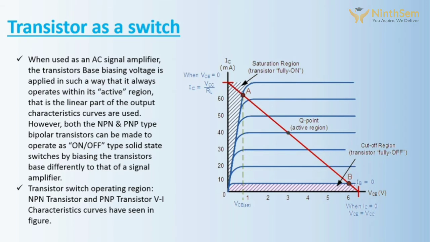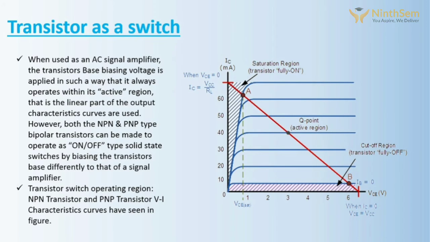Initially, the base current is zero. There will be a minimum current at a given VCE. That minimum current is what we refer to as the leakage current. The region from zero to that minimum current we refer to as the cutoff region. During that time the transistor is fully off.